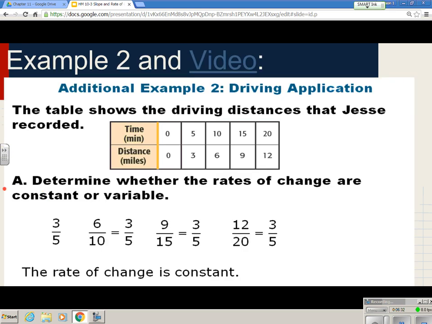So let's take a look at how you actually can graph these things. All right, so we have a table here that shows us the driving distances that Jesse recorded. So we're looking at time over distance. So time is your x, and distance is your y. Now remember, x is the variable that doesn't change. This is the one that is always going to be constant for you. That's what we call a constant variable.